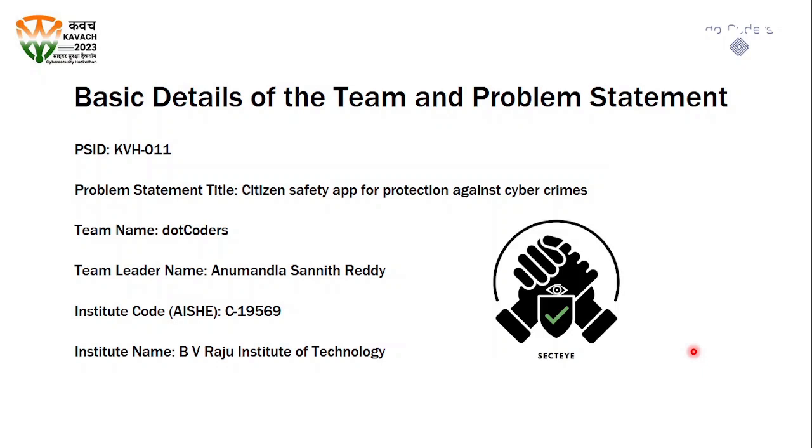First of all, we would like to thank the Government of India for organizing such a beautiful hackathon, which goes by the name KAVACH-2023. We have chosen the problem statement Citizen Safety App for protection against cybercrimes.